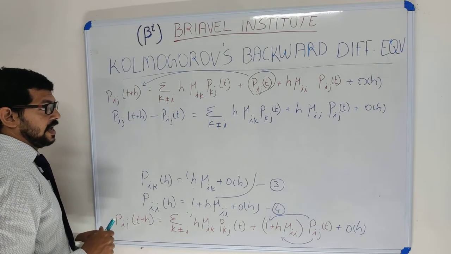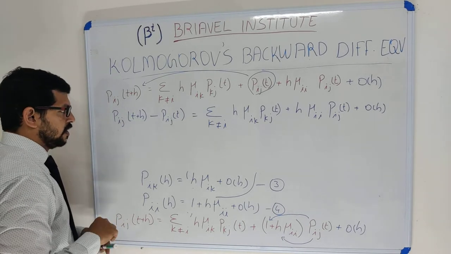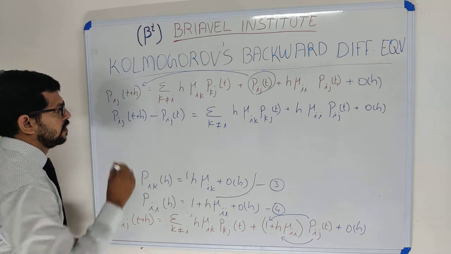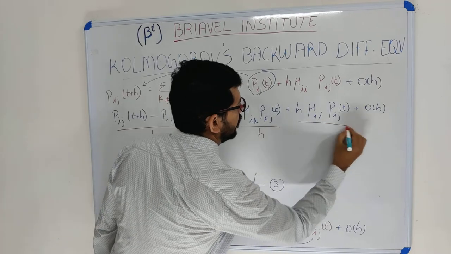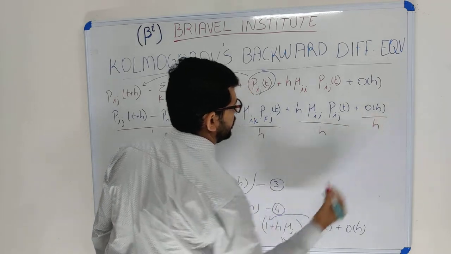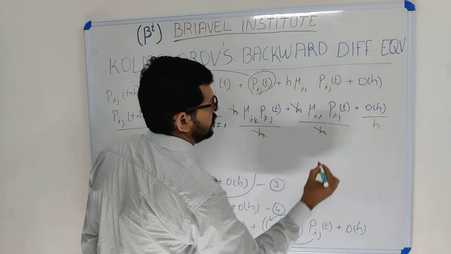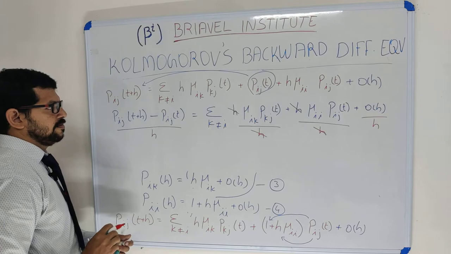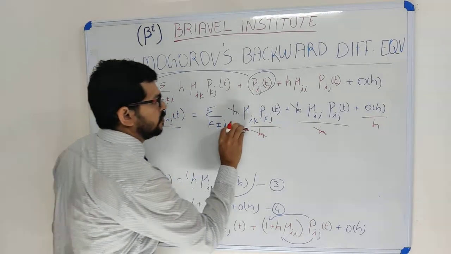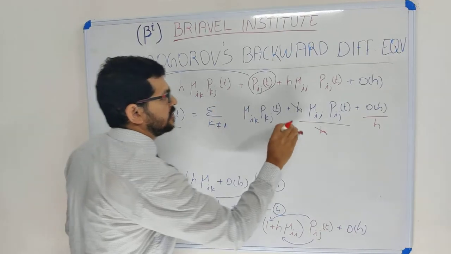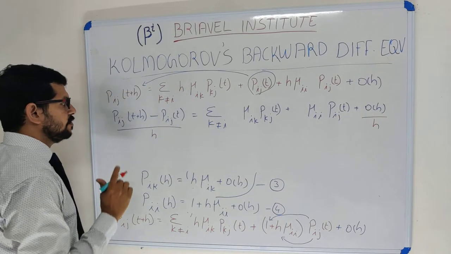Now we are going to divide all the terms by h. Here we divided by h, here we divided by h, here divided by h. So here we can cancel the h. So what happened? Our equation is like that. We already cancelled the h, so I can remove this h here.